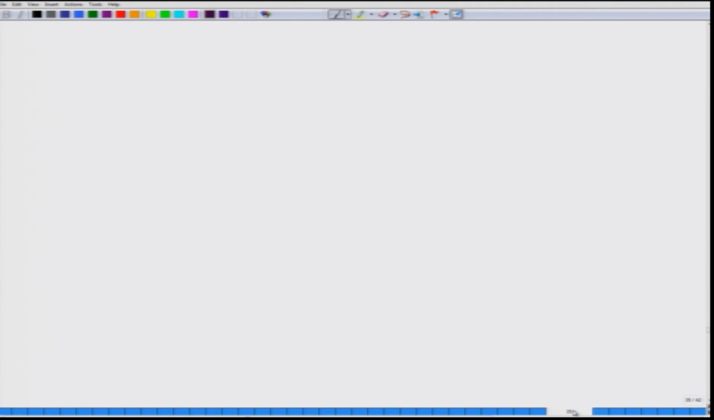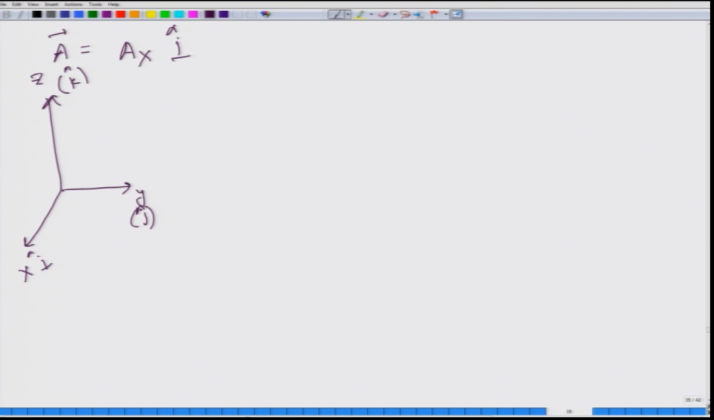Okay. So, now if I take A to be AX along i cap. This is the coordinate system I am taking. This is X, or I call it, this is my X axis, this is my Y axis and this is my Z axis. So, the unit vector along X is i, unit vector along Y is j and unit vector along Z is k. So, now I have this vector A like this. The component of this vector A along X, Y, Z is AX i plus AY j plus AZ k.